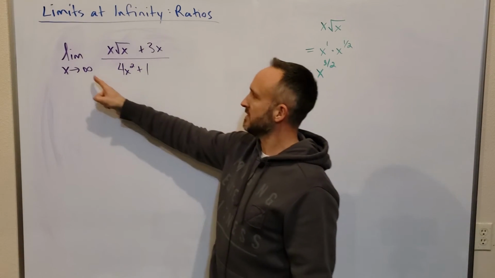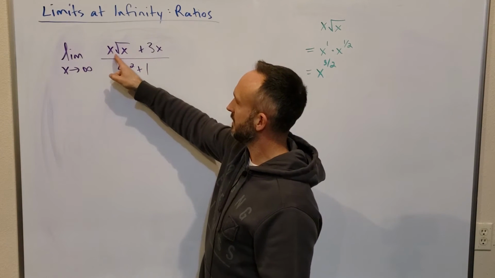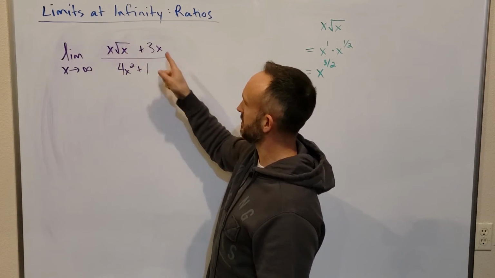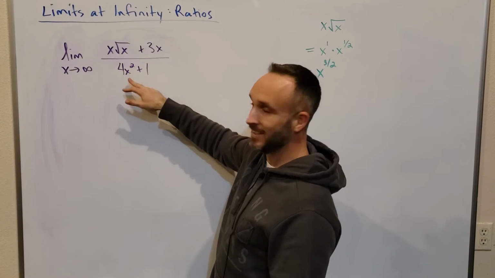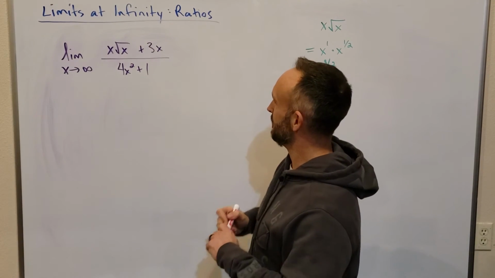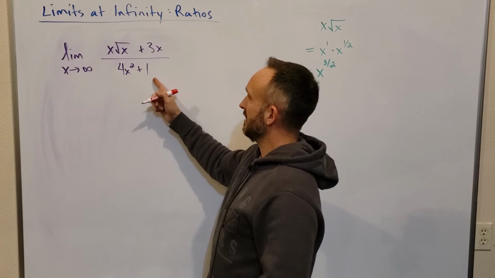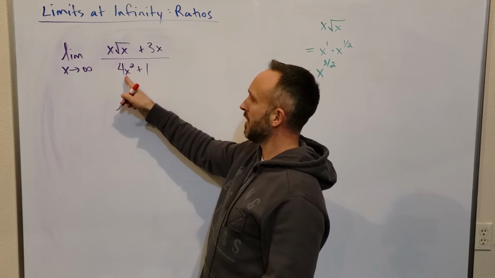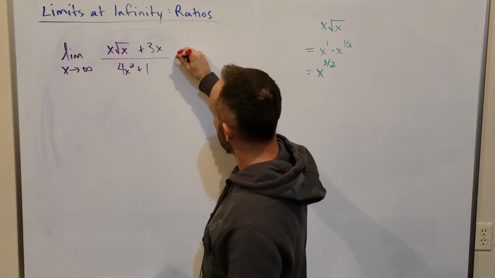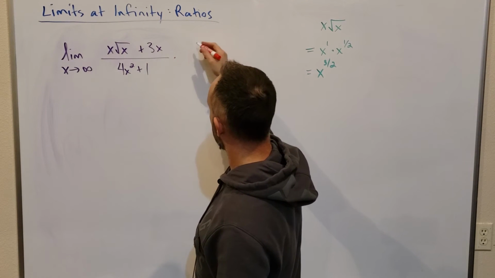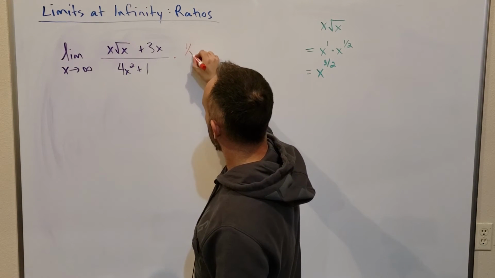But if we look at this as x goes to infinity, we have infinity times infinity plus infinity over infinity, indeterminate, right? So what we're going to do is look at the bottom. I'd like to turn the highest power here into a constant, which is this 4x squared. So I'm going to multiply the top and the bottom by 1 over x squared.